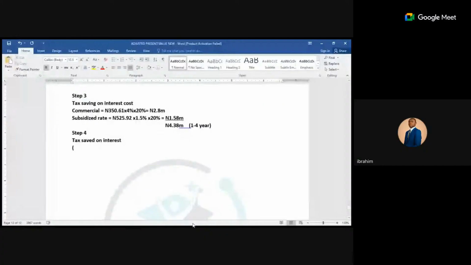That is why I said SFM is not difficult, just understand what you want to do. Understand why it's like this. Tax saved on interest. How much did you save? Is it our first step? Is it tax saved or savings on interest? Savings on interest cost. Okay, sorry. Savings, thank you. Savings on interest costs.